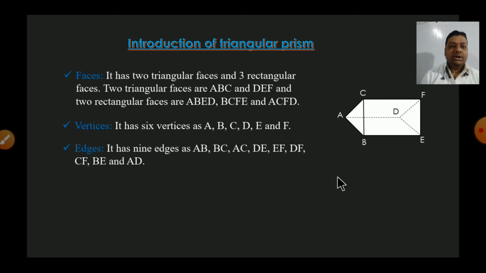Okay students, now let's see the note. A cuboid is also called a rectangular prism. It is also called a rectangular prism because it has two rectangular bases and four rectangular side faces. So we can also call it a rectangular prism. I hope that you all have understood. Let's move to the next slide.